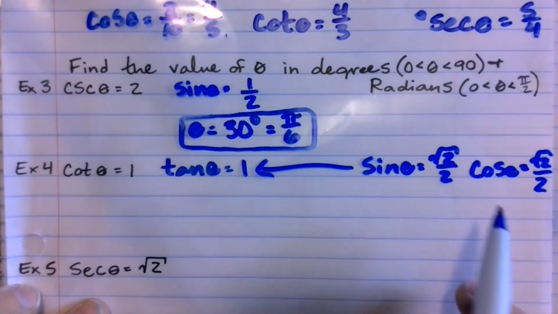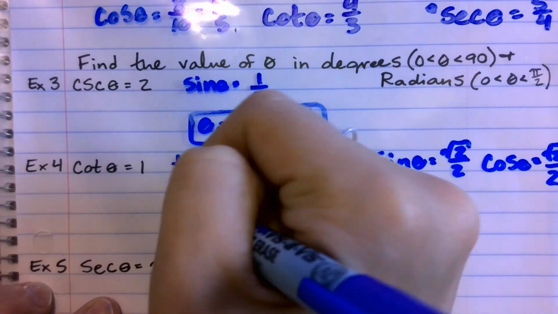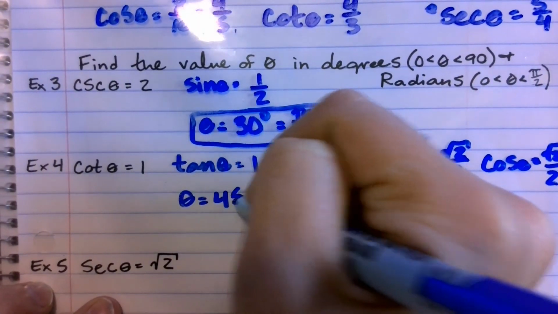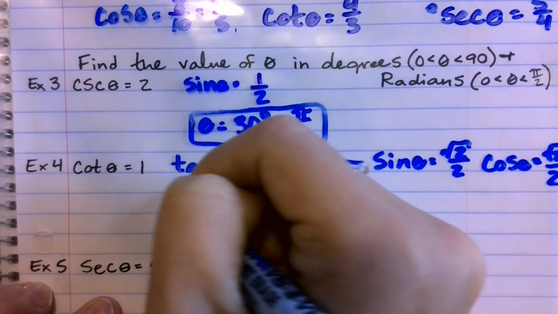So we would have to know, okay, when sine and cosine are the same, that happens when theta is 45 degrees, or pi/4 radians.